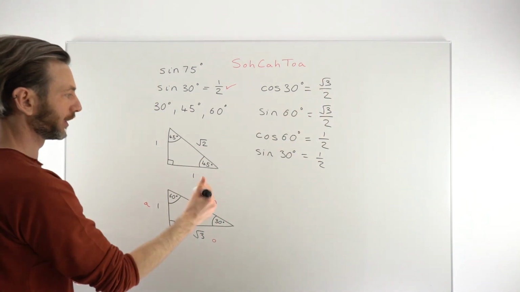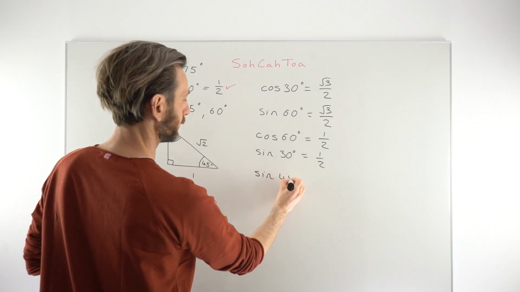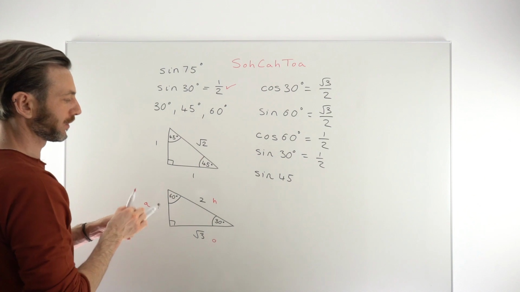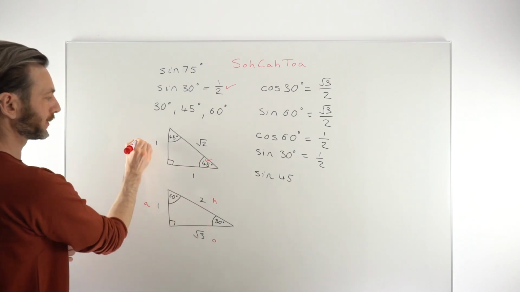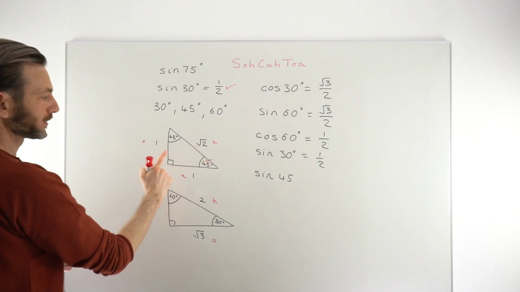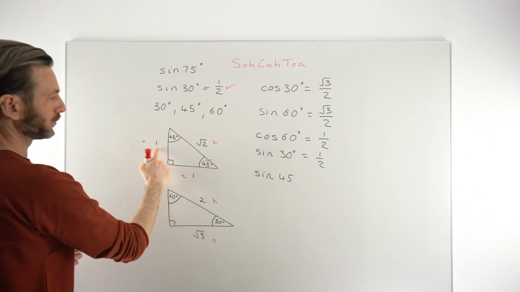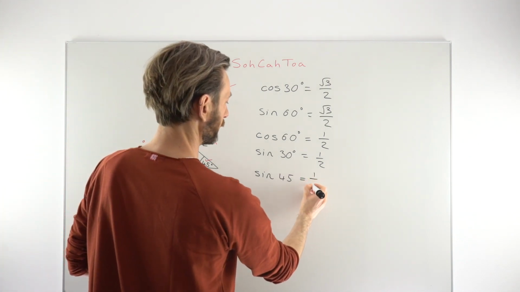If we turn to the other triangle and we do, let's say, the sine of 45, it doesn't matter which one you choose as your reference angle here because they're both the same. So if we choose that one, then this would be opposite, this would be adjacent, and that would be hypotenuse. Sine would be opposite over hypotenuse, 1 over root 2. So the sine of 45 is 1 over root 2.